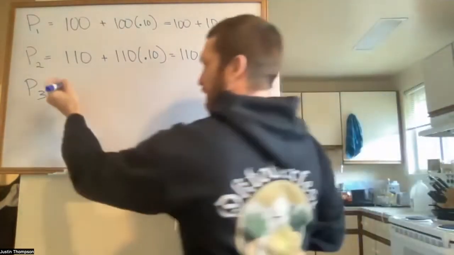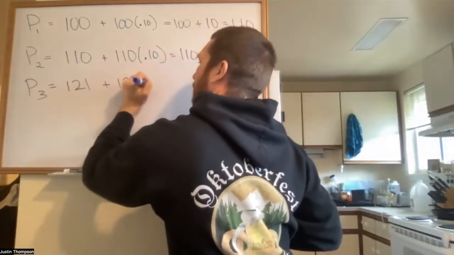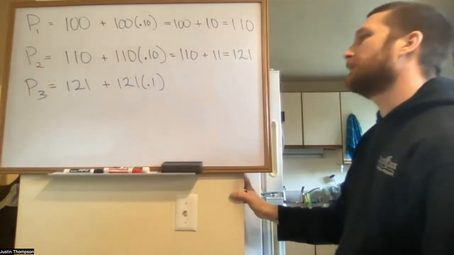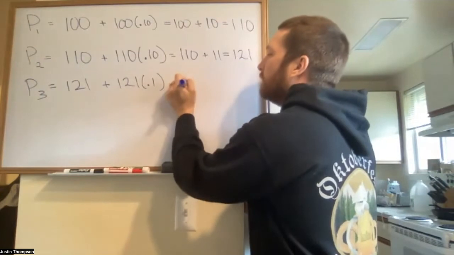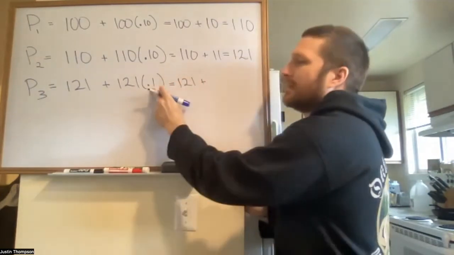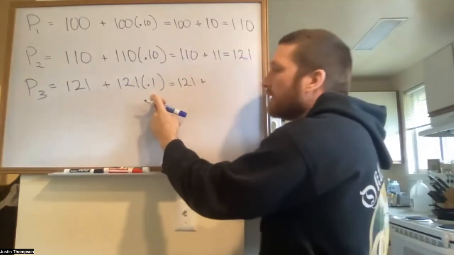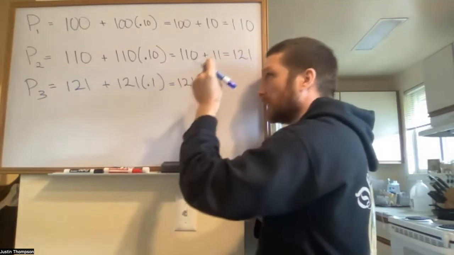121 plus 121 times 0.1. There you go. And now we're kind of getting into the weeds. I don't really want to do this calc, although we can. That's not too hard. So 121 plus 121 multiplied by 0.1 is the same thing as divide by 10. Dividing by 10 takes my decimal place, moves it 1 place to the left.